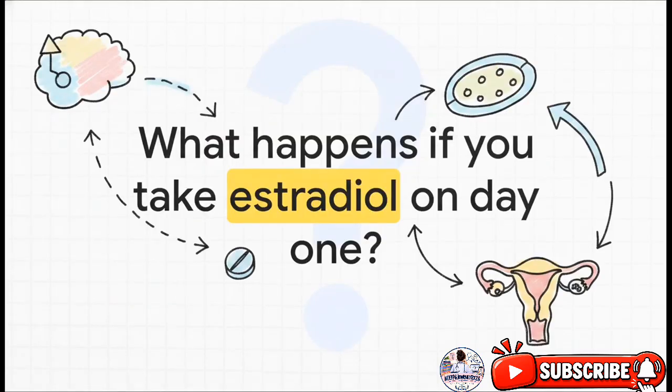Let's see if we can apply our understanding of the HPO axis feedback loops to a real-world scenario. Imagine it's day 1 of a patient's cycle, so her natural estrogen is at its absolute lowest. What happens if she starts taking a daily pill containing a low dose of synthetic estradiol? Think about the communication pathway traveling back up to the brain.